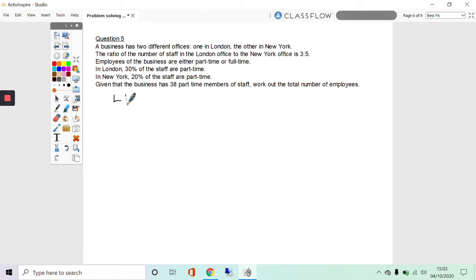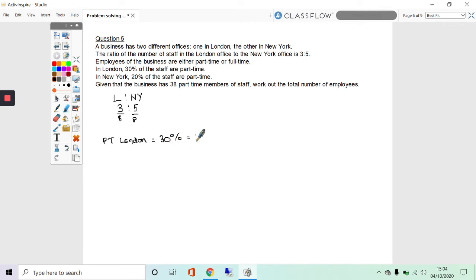So let's start off with this London to New York ratio. So the ratio of staff in the London office to staff in the New York office is 3 to 5. So we've got 8 parts in the ratio altogether. So that means that 3/8 of the staff are in the London office and 5/8 of the staff are in the New York office. Now in London, 30% of the staff are part-time.